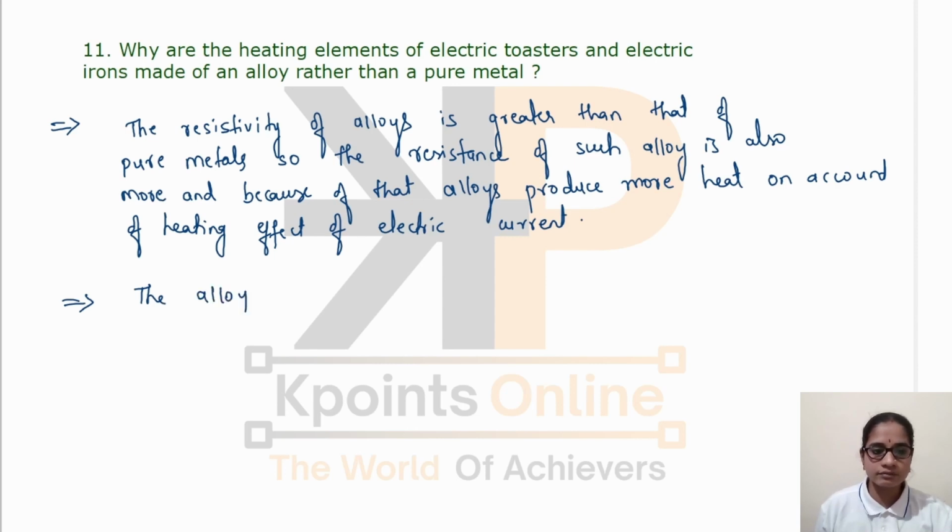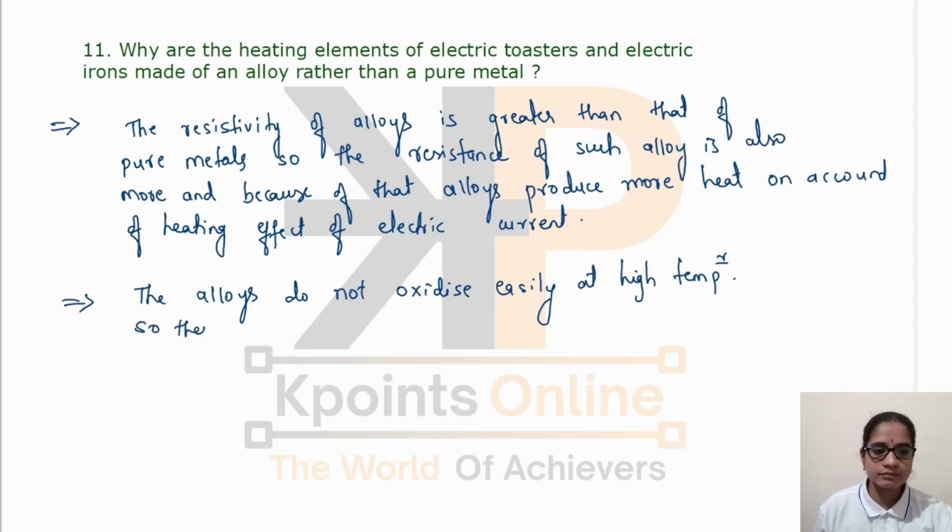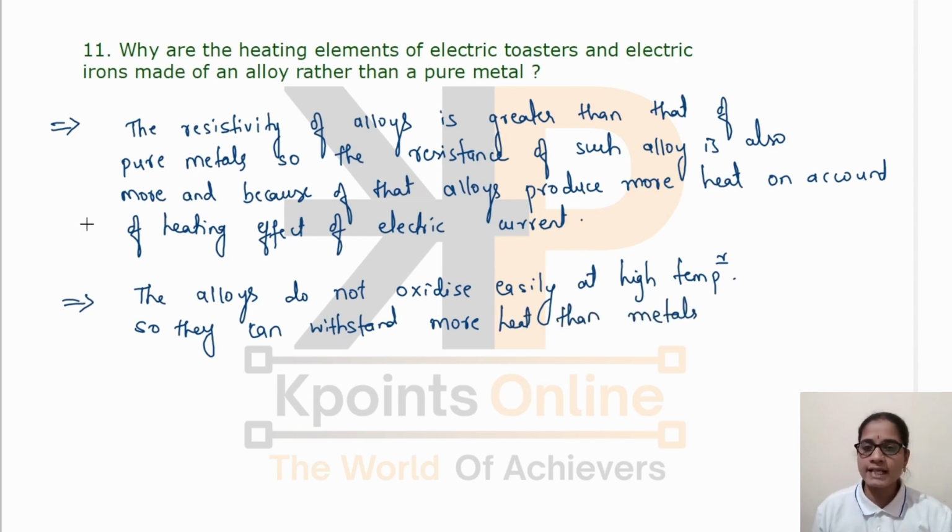The alloys do not oxidize easily at high temperature. So they can withstand more heat than metals, as they do not get oxidized easily, which means they will not get deteriorated easily. So they can withstand more amount of heat when compared to metals. This is why alloys are used in the heating elements instead of pure metals.